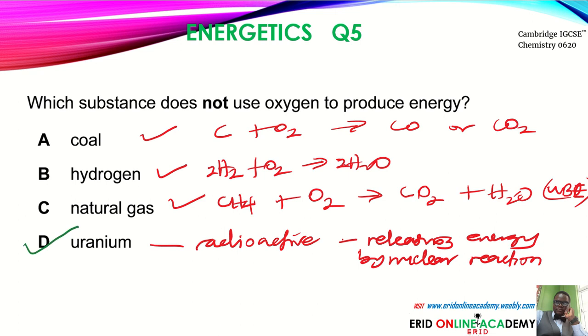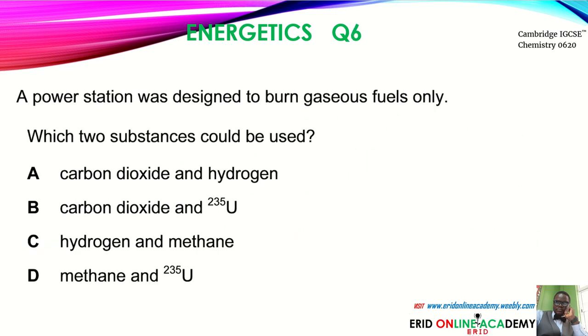Okay, so let's look at the last question for this volume. A power station was designed to burn gaseous fuel only. Which two substances could be used? Now looking at this question, what's the clue that we have? Designed to burn gaseous fuel. So that means, looking at our options, we have materials given; they could be fuel or some may not be fuel. So let's consider them one after the other.